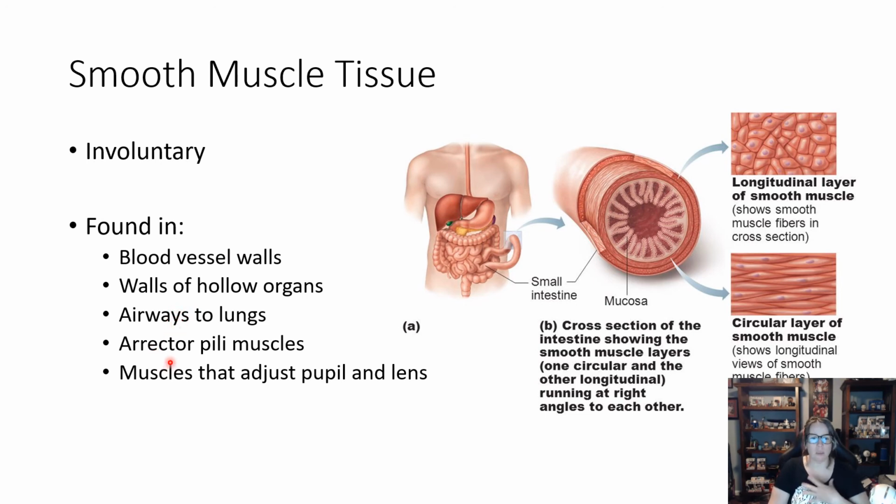But we also have them in the erector pili muscles. Remember, you guys saw that in the video on the integumentary system. It's the small muscle that's attached to a hair that will allow it to stand up on end. And then, of course, as I mentioned, we have muscles that change the shape of your pupil from really small to really big, typically in relation to light. And then we also have changes in the shape of the lens, which is this sort of magnifier inside the eyeball. And we'll talk more about how that works at the end of the semester.